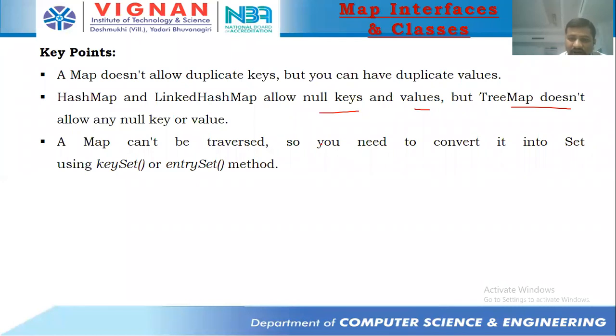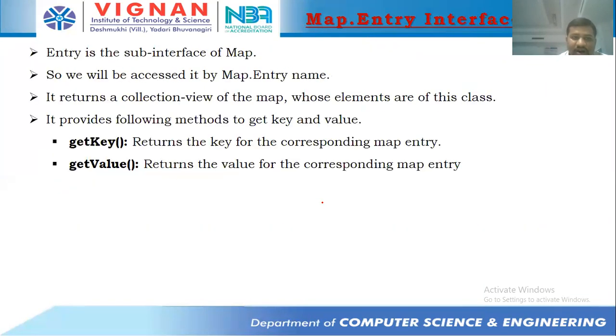So what we can do is convert this map object into a set object by using two methods, either keySet or entrySet. With the help of these two, we can convert a map object to a key set and an entry set. In order to do that, we need another interface. Map contains internally one more interface, and the name of that interface is Entry.